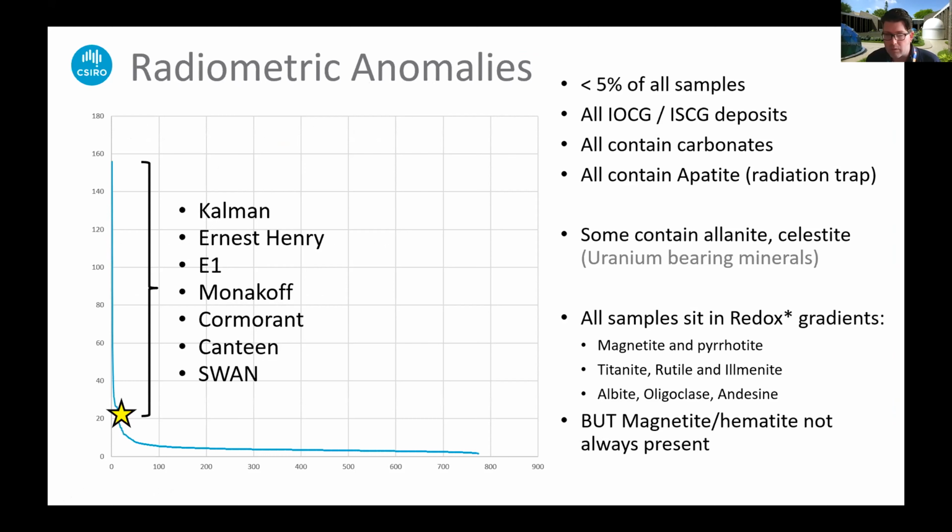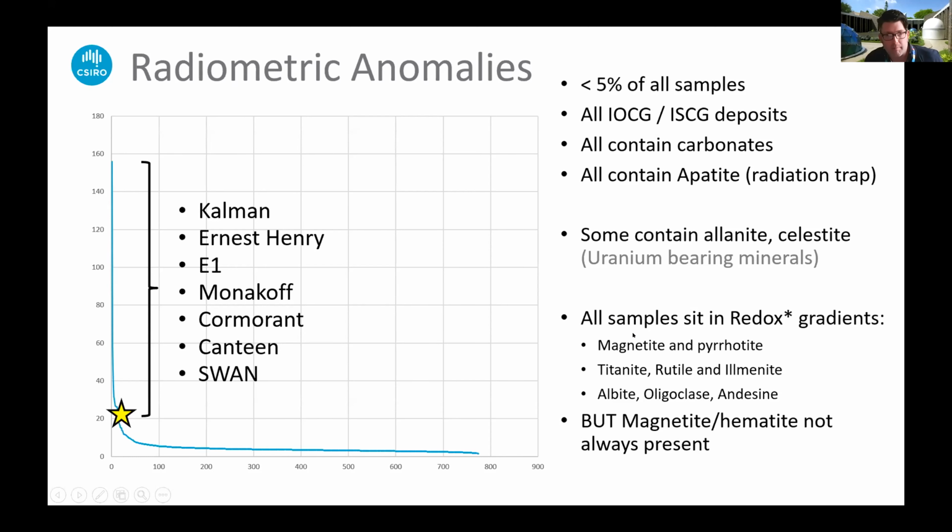So part of this project, we're doing radiometric data analysis. And this is just a plot of all the samples we had as of a bit earlier this year. And what you find is that about 5% of samples have highly elevated uranium relative to thorium and potassium. What these have in common, they're basically all sort of IOCG, ISCG deposits. They all contain carbonates, they all contain apatite, which is potentially a radiation trap. Some contain allanite and celestite, which are uranium-bearing minerals.